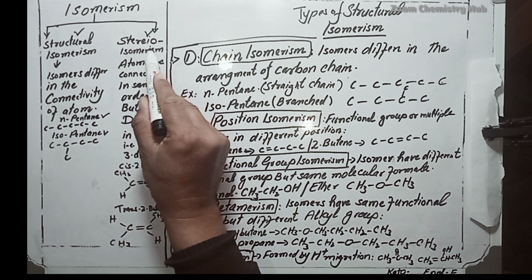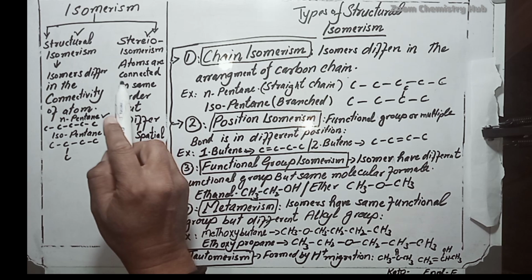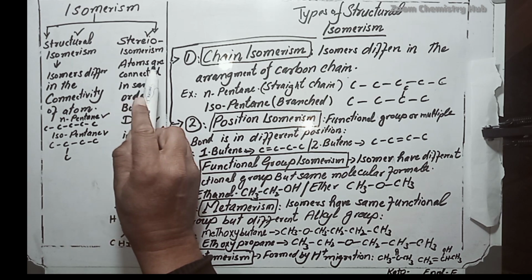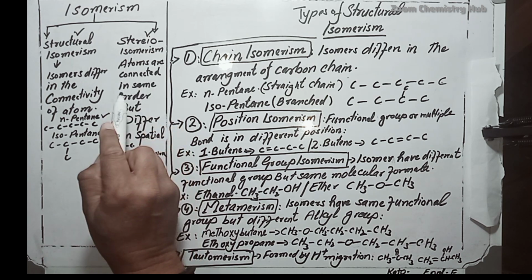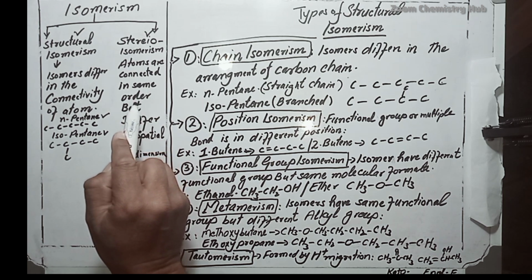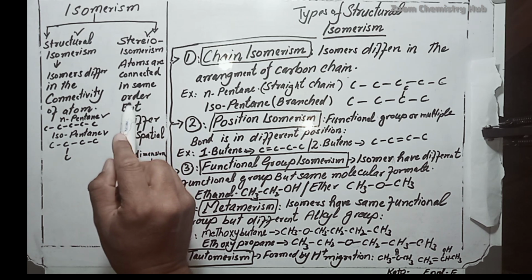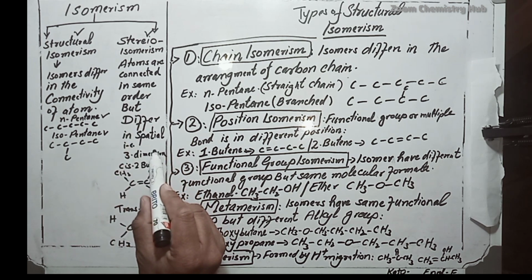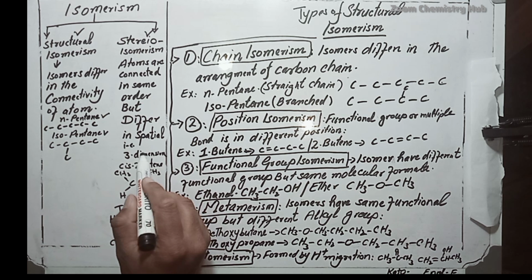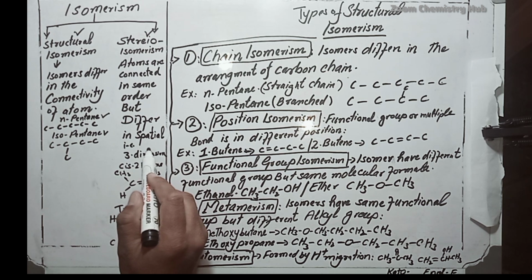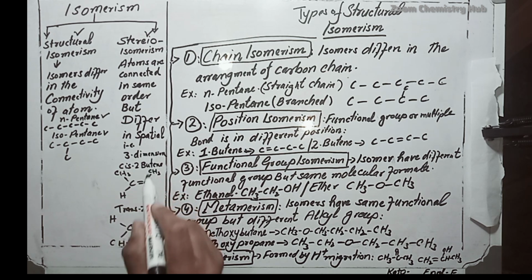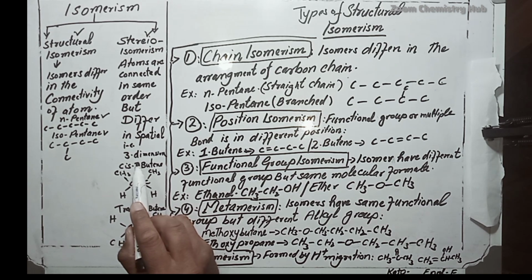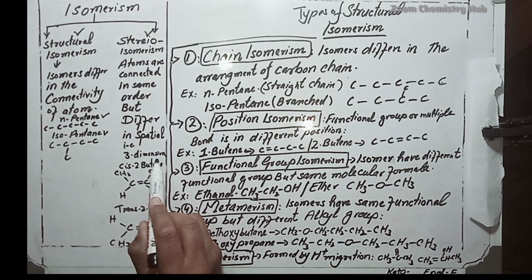Next is stereoisomerism. In stereoisomerism, the atoms are connected in the same order but differ in spatial arrangement. That means the atoms have the same connectivity but they are different in their orientations. That is, they differ in their three-dimensional positions.